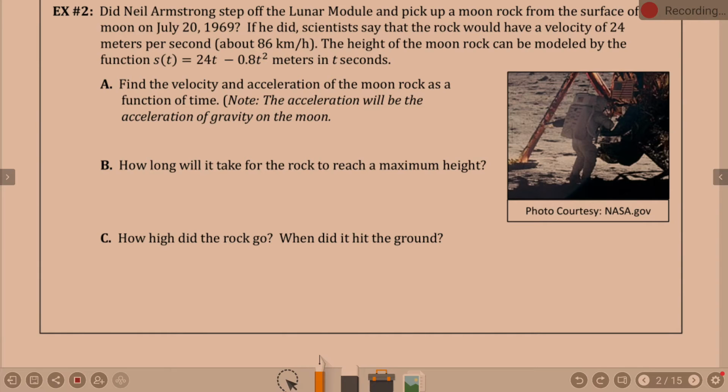Okay, so the height of the moon rock can be modeled by the function s of t. Find the velocity and acceleration of the moon rock as a function of time. So, how are we going to find the velocity? We talked about this yesterday. The first derivative is velocity. You can flip back to yesterday's notes.